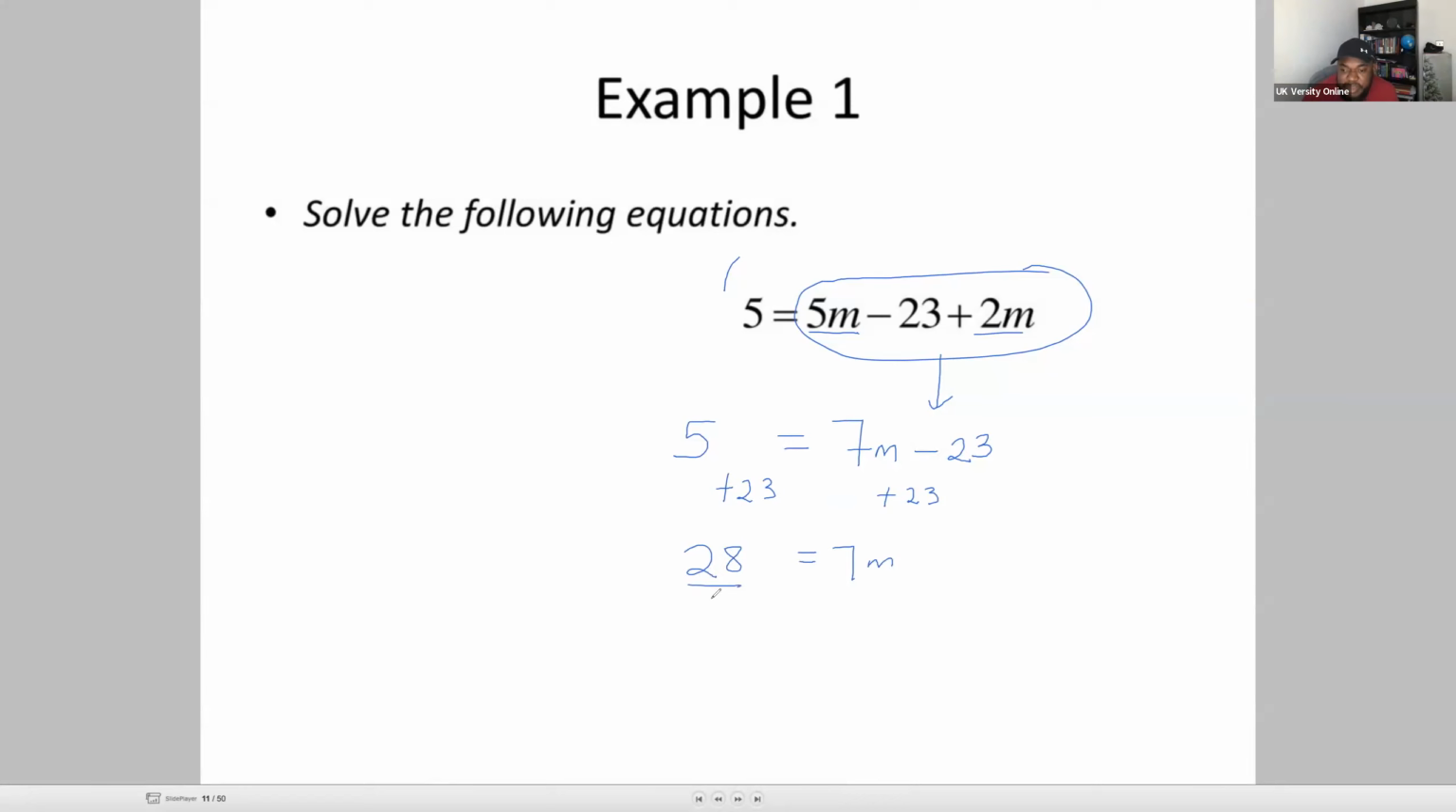So you divide both sides by 7. That gives you m equals 4. That's the answer. M equals 4. Can you see? The reason why they call it multi-step is because you have to simplify before solving it. You must simplify before solving it.